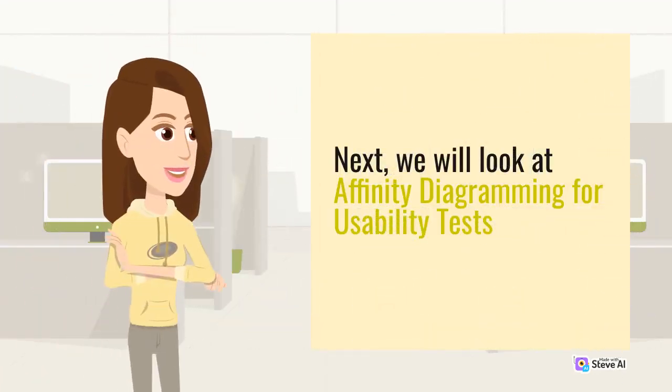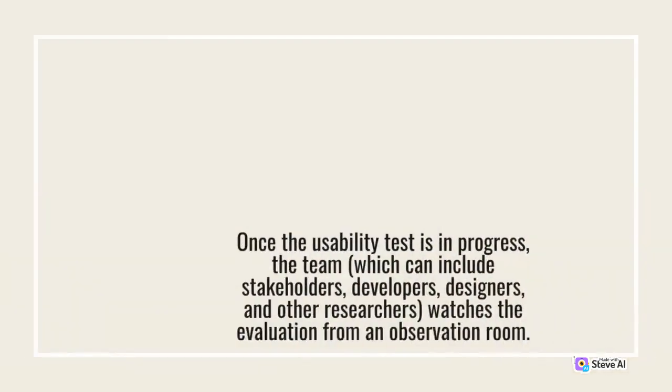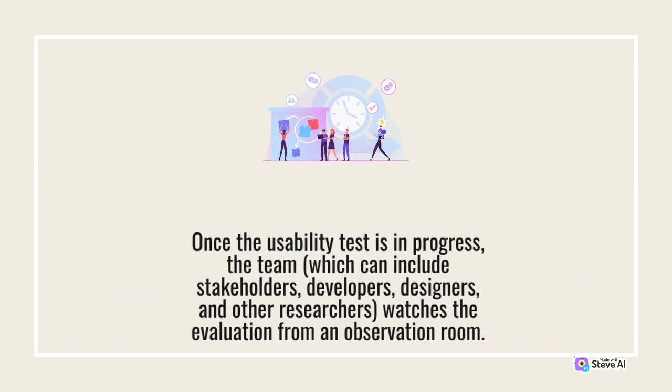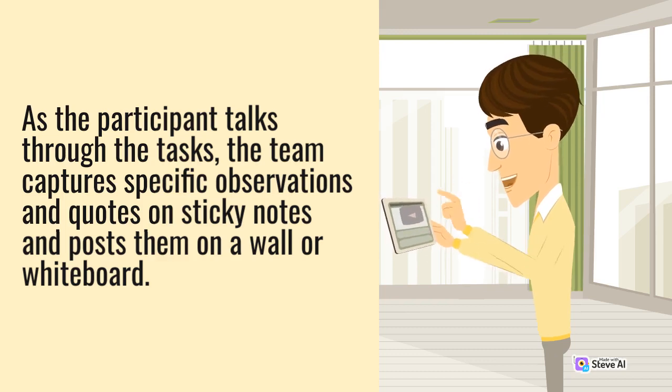Next, we will look at affinity diagramming for usability tests. Before each usability test session, the research team agrees on a different color sticky note for each participant. Once the usability test is in progress, the team, which can include stakeholders, developers, designers, and other researchers, watches the evaluation from an observation room. As the participant talks through the tasks, the team captures specific observations and quotes on sticky notes and posts them on a wall or whiteboard.